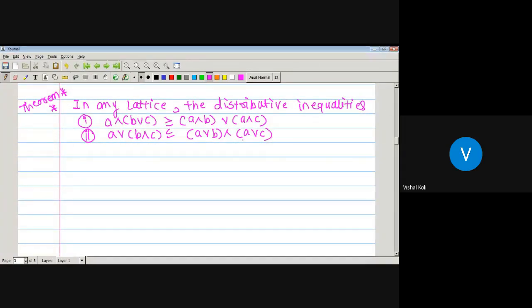We have to prove the distributive inequalities. These two: A meet (B join C) is greater than or equal to (A meet B) join (A meet C), and A join (B meet C) is less than or equal to (A join B) meet (A join C). See its solution.